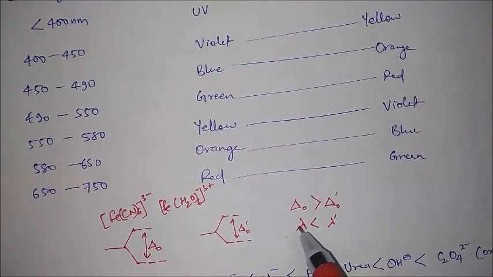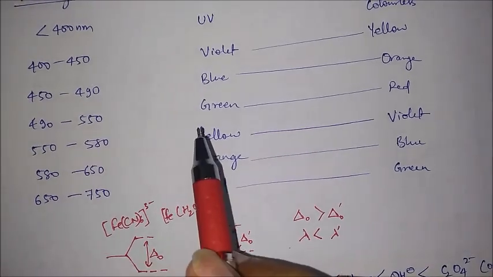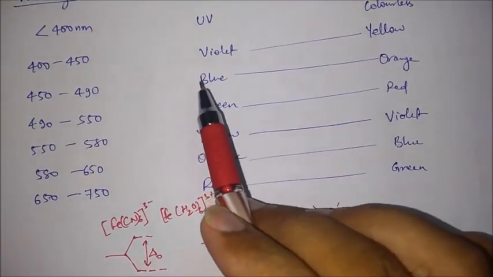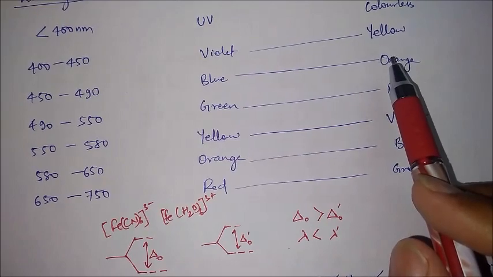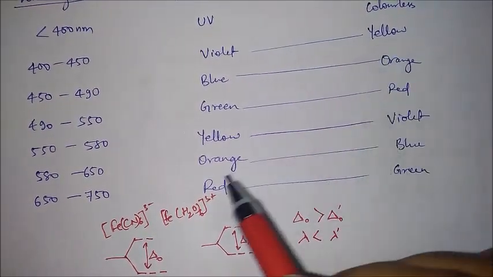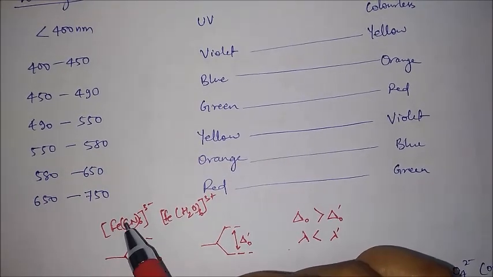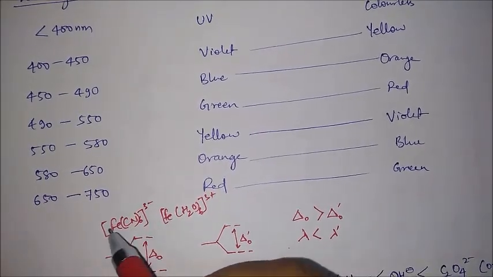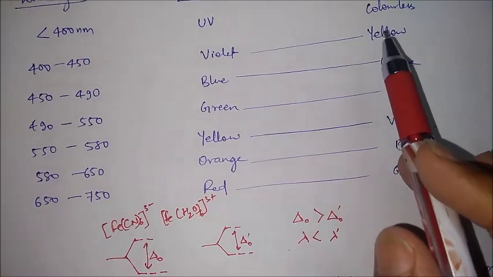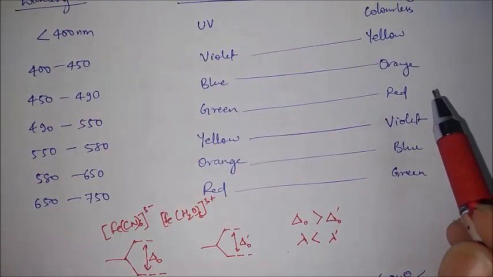So the wavelength which it will absorb is somewhat in the blue region, and it will look somewhat like orange, or it will look like yellow, okay. So that's why most of the complexes which have cyanide in their complex always look either yellow or orange in color, okay.